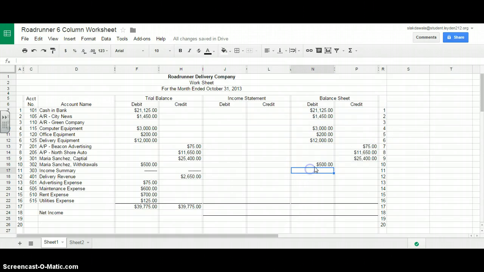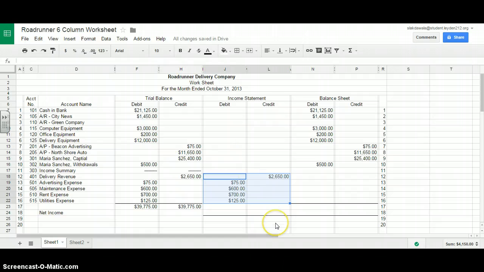Now you'll notice that we did include our withdrawals. That's considered an owner's equity account, but it has a normal debit balance. So we're going to make sure that that remains in the debit column. And then over here on the income statement, we are going to copy and paste our temporary accounts, our revenue and our expenses.